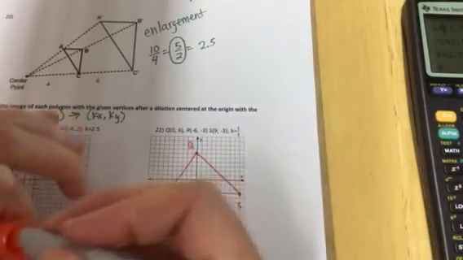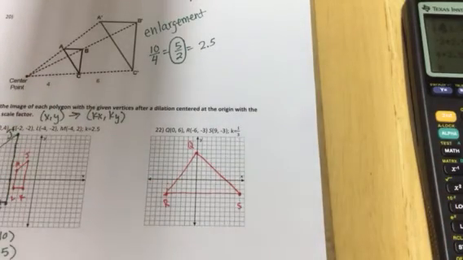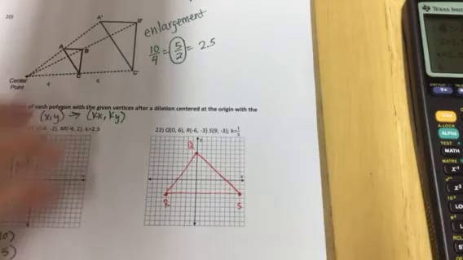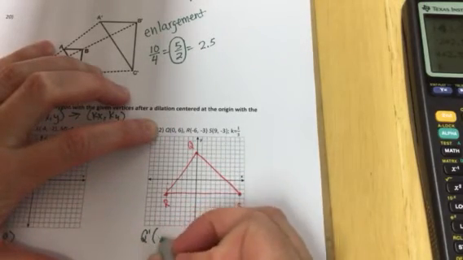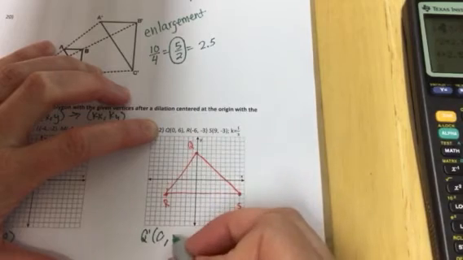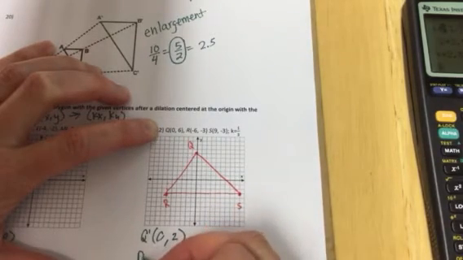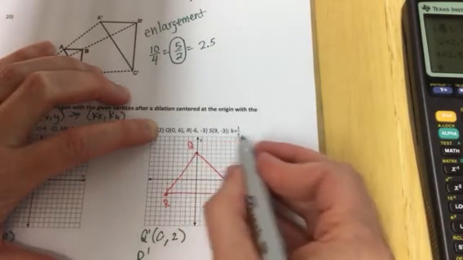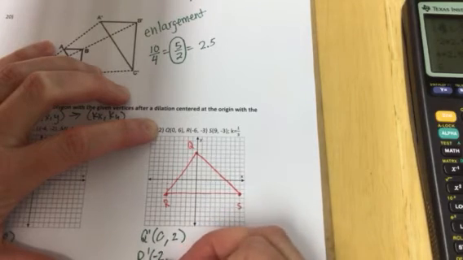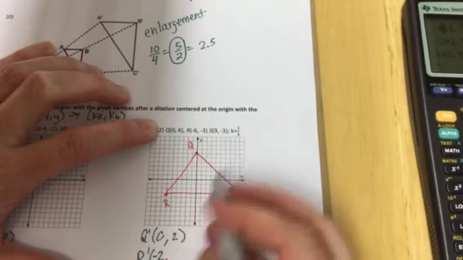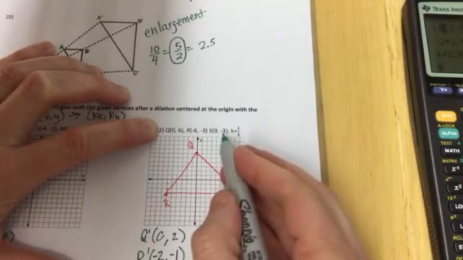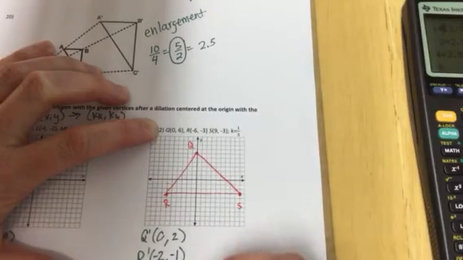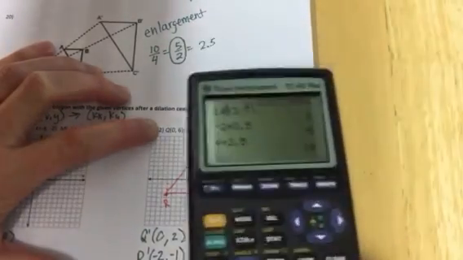Okay, and the scale factor is 1/3, so this is going to be a reduction. It's going to go smaller. So 0 times 1/3 is 0. 6 times 1/3 is 2. Negative 6 times 1/3 is negative 2. Negative 3 times 1/3 is negative 1. 9 times 1/3 is 3. And negative 3 times 1/3 is negative 1 again. You can check this with your calculator.